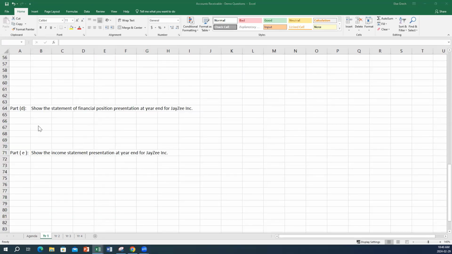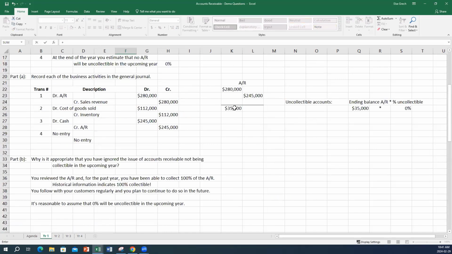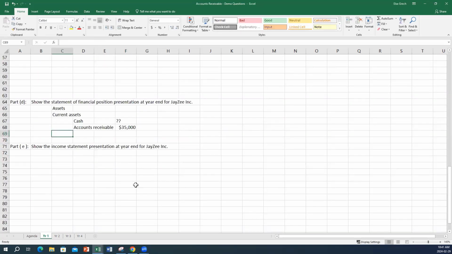All right, let's move on to part D, show the statement of financial position presentation at year end for JayZee. So we would, of course, start with assets and then current assets. We would have cash, but we're not tracking that, so we don't know what it is. And then we would have accounts receivable. And that would be our ending balance in this case, which is $35,000.